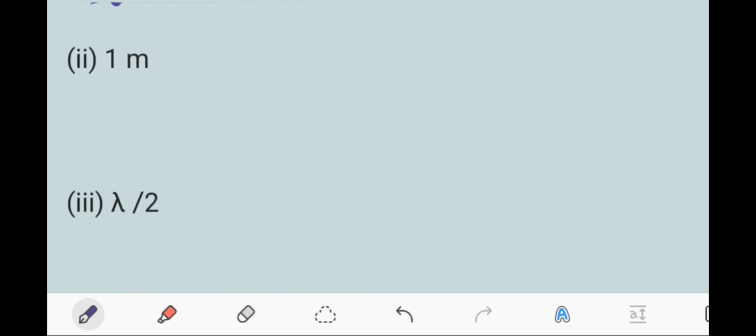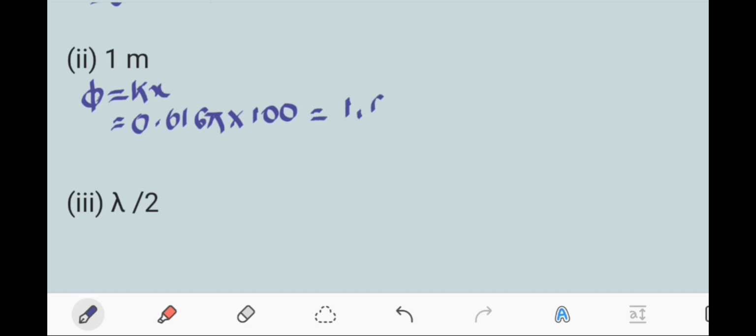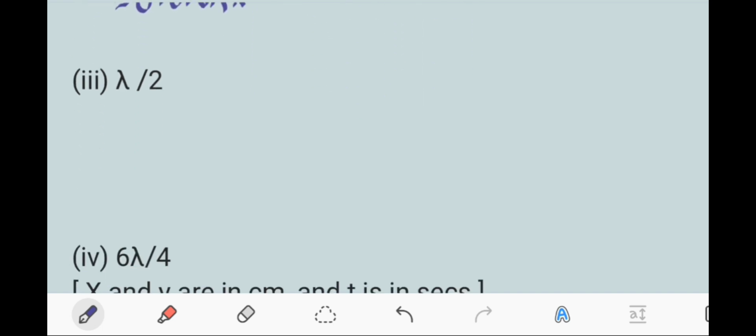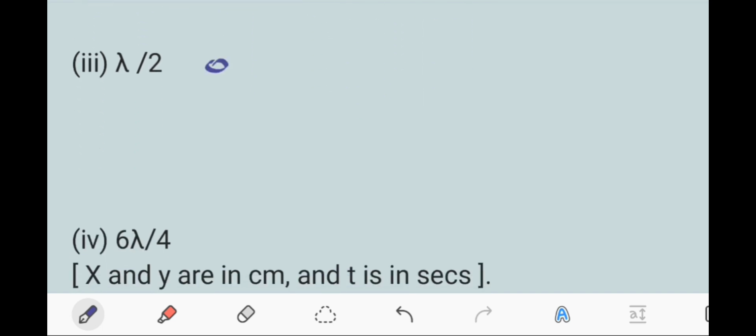Again the same thing is given over here, so we will be using the same formula. Phi equals k multiplied by x. The value of k is 0.016 pi multiplied by the value of x, which is 1 meter. 1 meter when converted into centimeter becomes 100 centimeter, which gives 1.6 pi radian. Clear?